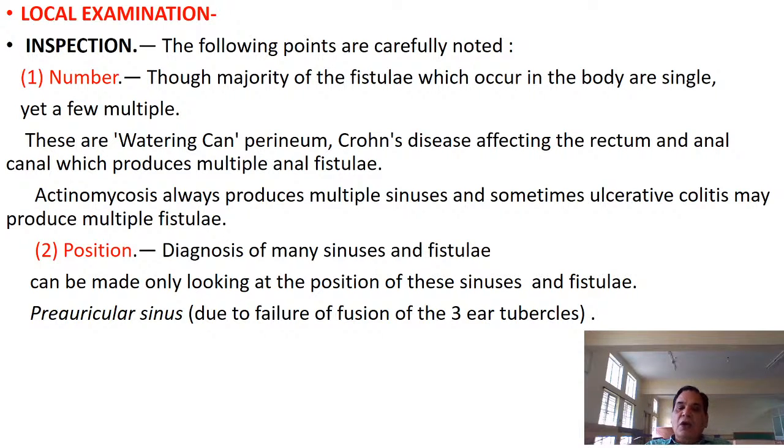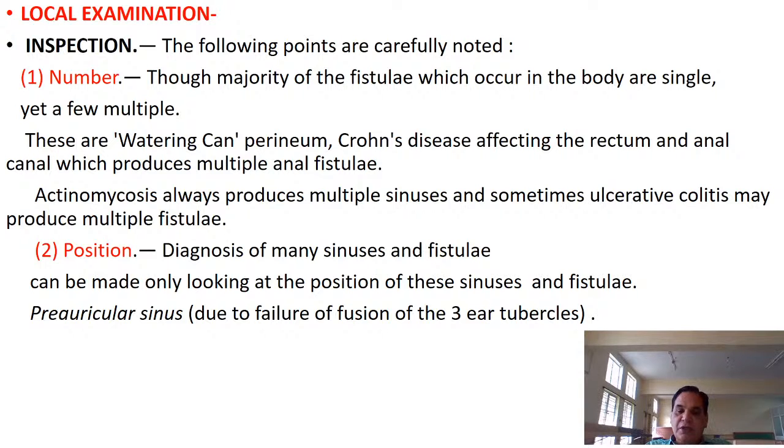Number. Most likely fistulas are single. In some cases, mainly like Crohn's disease, urethral obstruction, you get what is called a watering can perineum. That means in the perineum around the urethra there are multiple openings, and the urine comes out of those openings. So it is called a watering can perineum. The disease actinomycosis, which is fungal in origin, does give rise to multiple sinuses. Sometimes ulcerative colitis also gives rise to multiple. Single fistulas are commonest; multiple fistulas suggest a major pathology.